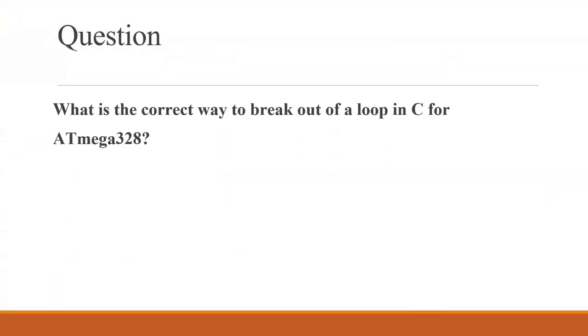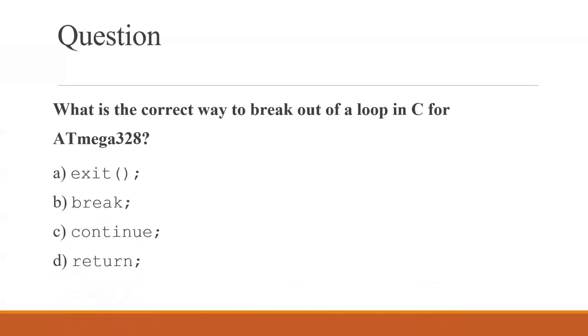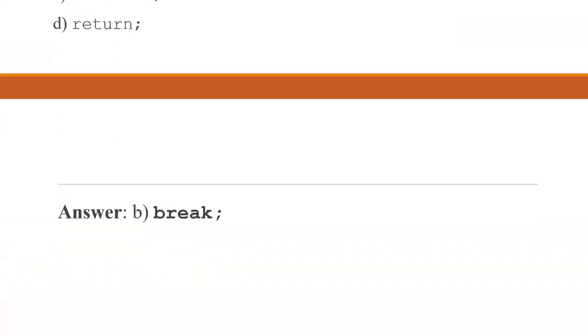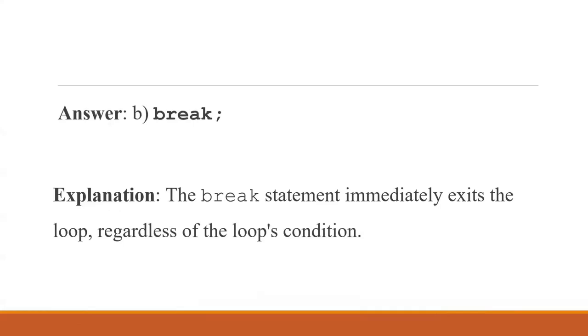So what is the correct way to break out of a loop in C for ATmega328? You can put exit. Is it a break? Is it continue? Is it a return? So it is a break. Explanation: the break statement immediately exits the loop regardless of the loop's condition.